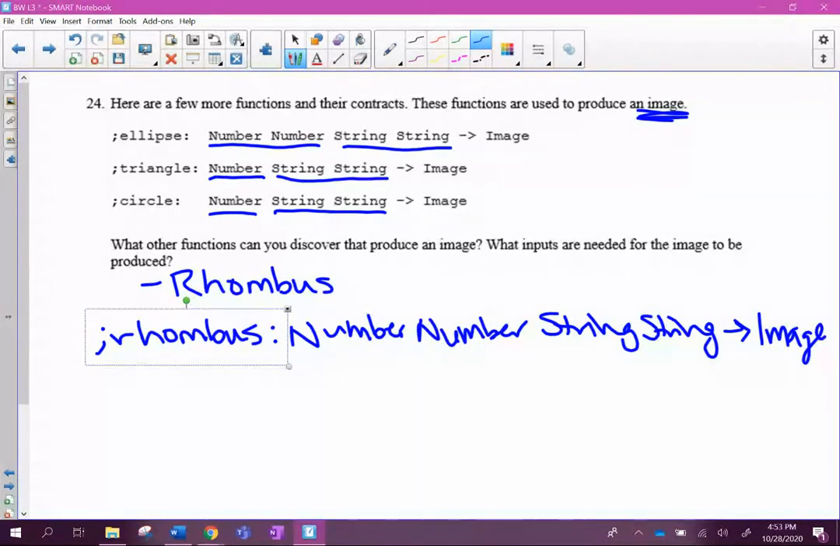Okay, so make sure you fully understand how to create a contract, what it does, and what things are needed for a contract. And if anyone has any questions, please let me know.